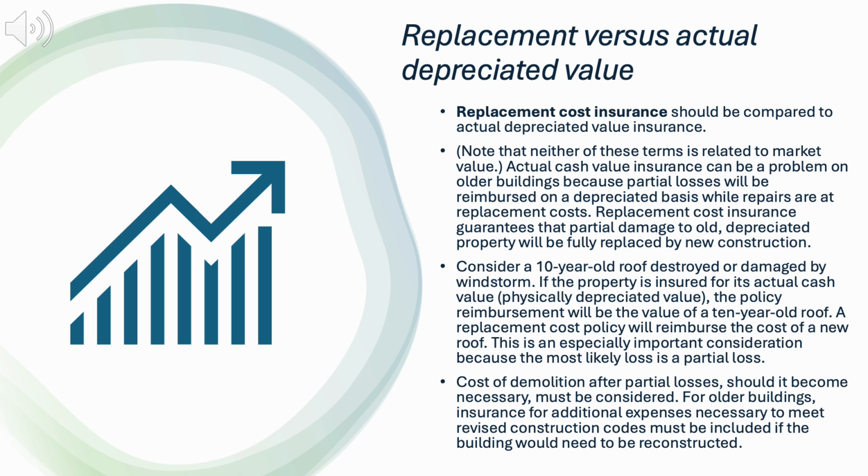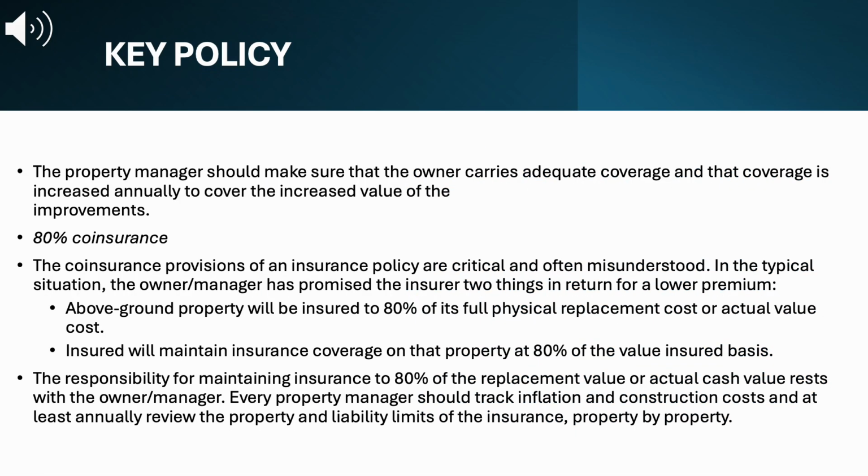Cost of demolition after partial losses, should it become necessary, must be considered. For older buildings, insurance for additional expenses necessary to meet revised construction codes must be included if the building would need to be reconstructed. Key policy. The property manager should make sure that the owner carries adequate coverage and that coverage is increased annually to cover the increased value of the improvements.